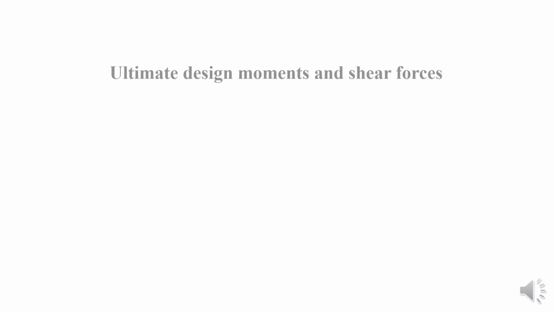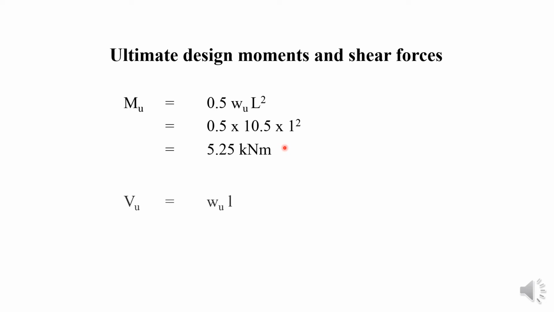So the ultimate load is calculated. Based on the ultimate load we have to find out the ultimate moment as well as the shear force. Since this is a cantilever slab, the bending moment will be WL square by 2. So Mu is equal to 0.5 into WL square, so 0.5 into 10.5 into 1 square, which will be equal to 5.25. Like that we have to find out the shear force, Vu is equal to Wu into L.